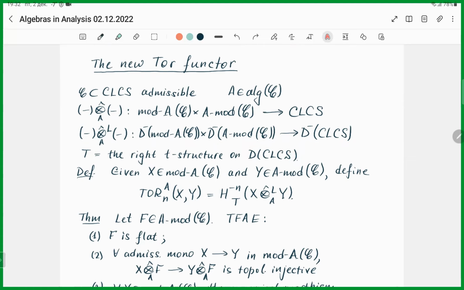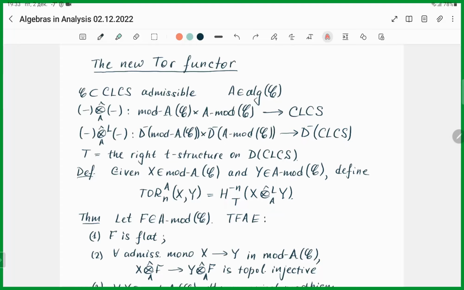We now define the new Tor functor as follows. We take a right topological module X, a left topological module Y in our category. We form their total tensor product, total derived tensor product, which sits in the derived category of complete locally convex spaces. And we compose it with the minus nth cohomology taken with respect to our right t-structure.